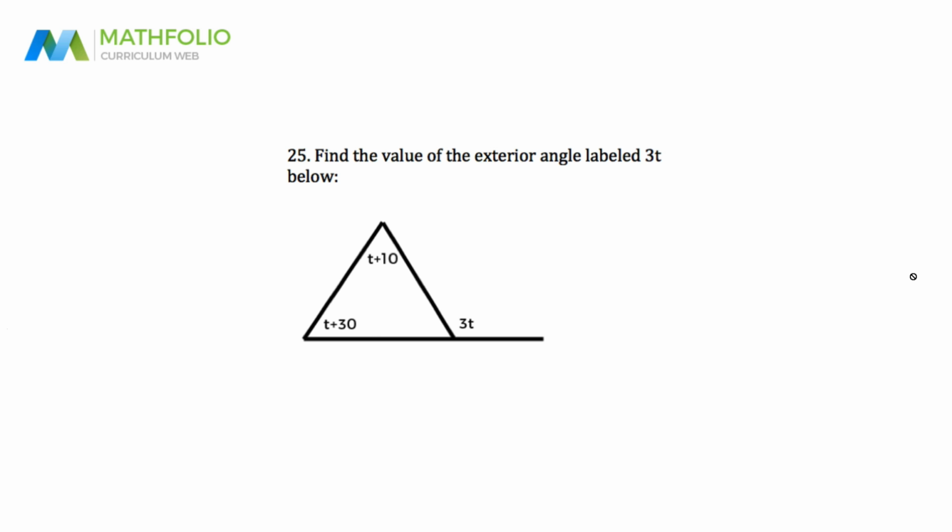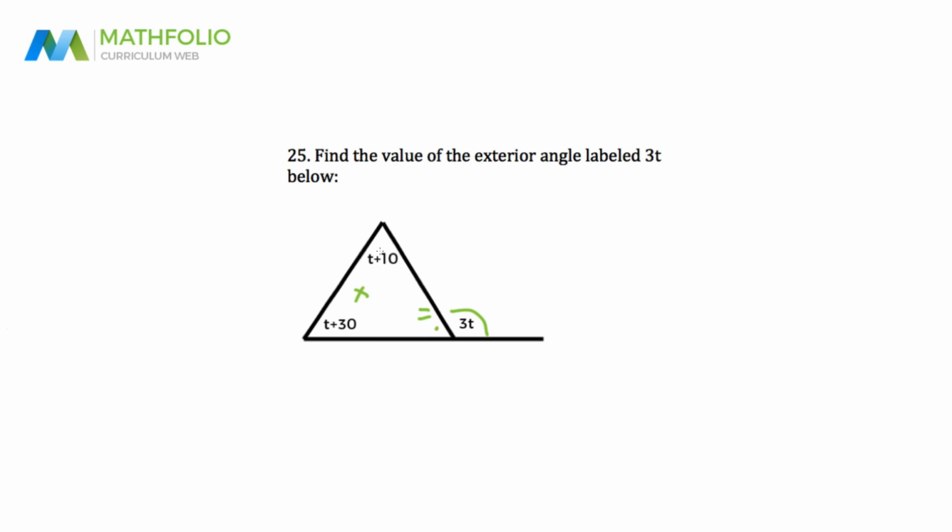25 is interesting because you could do it the long way where you do 180 minus 3t and then you do the sum of these. But there's a rule that when you're dealing with a triangle, the exterior angle equals the sum of the 2 non-adjacent angles. So if one of these angles was here, you couldn't do this trick.